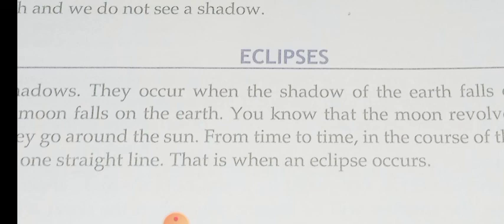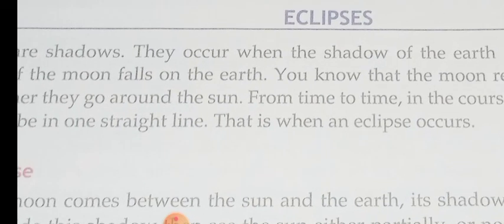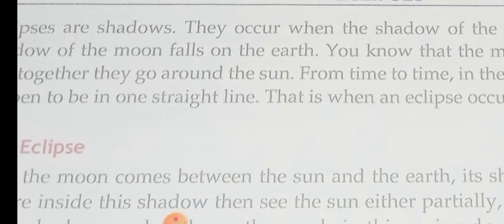From time to time, in the course of these travels, all three happen to be in one straight line. That is when an eclipse occurs. So their movement comes at some time, they meet in a straight line. The sun, earth and moon meet in a straight line, and this causes an eclipse.